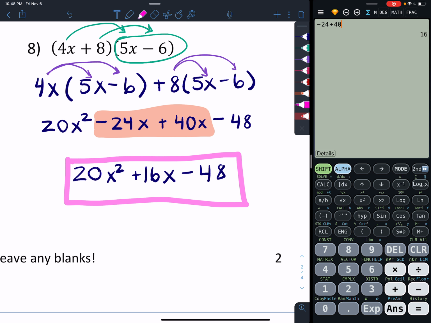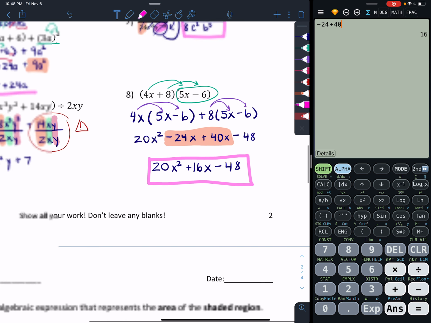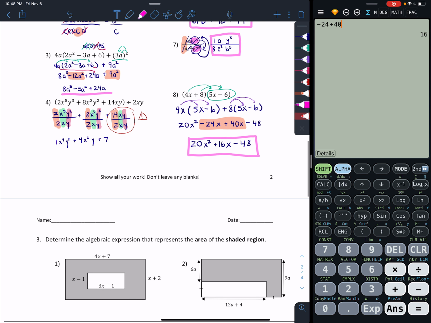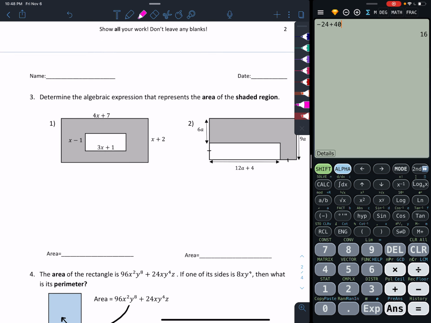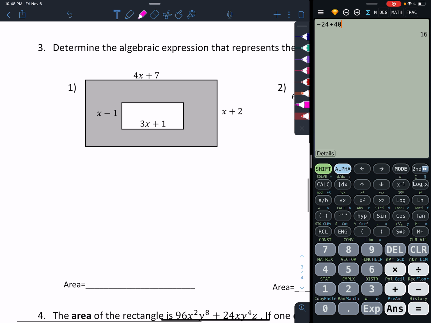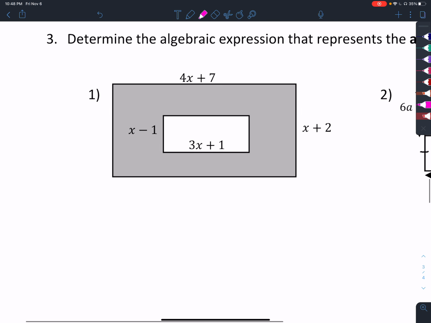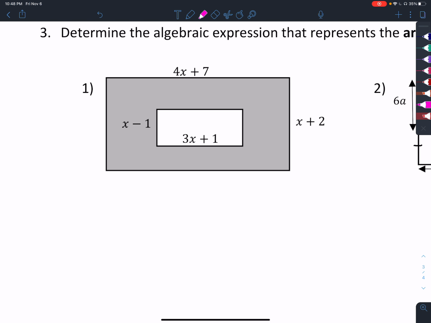Okay, so now we're going to move on to the next page. We're going to be looking at question number 3. So these are questions that deal with shaded area. For this first question here, I shouldn't need the calculator anymore. For this first question, we're asked to determine the shaded area. So we want the algebraic expression that represents the shaded area between these two rectangles.